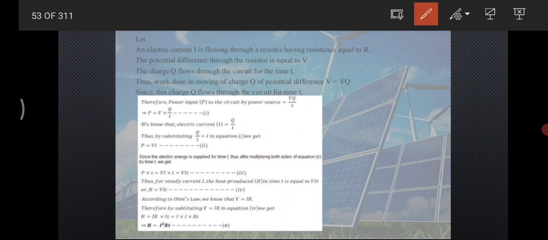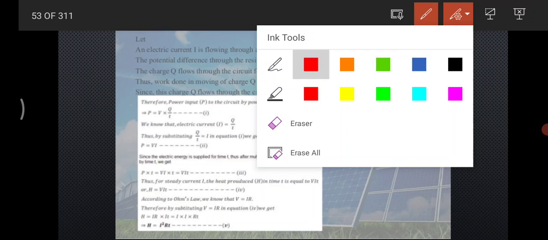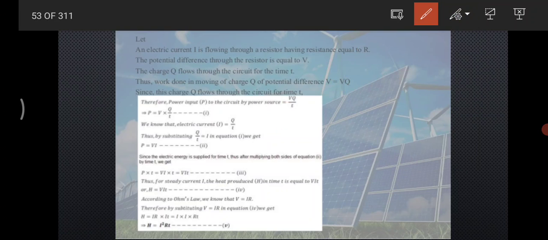Now, using this principle, Joule also stated that when you want some energy to be developed, power should be supplied for a certain amount of time. When power is supplied for a certain amount of time, that will result in generation of heat. For example, if you switch on a bulb for a certain time, will it get immediately heated up?